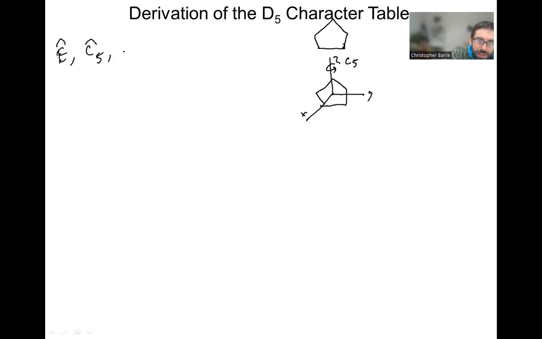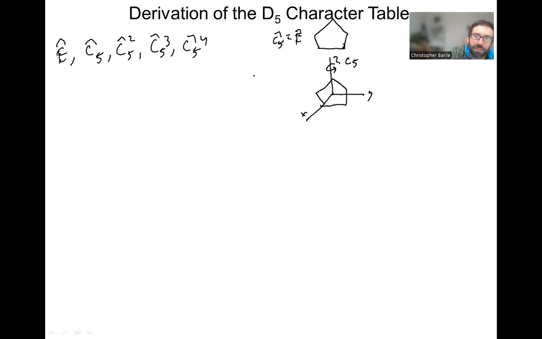We're going to have a C5, 72-degree rotation. We can do a C5 twice, 144-degree rotation. We can do C5 three times. We can do a C5 four times. We can't do a C5 five times because then we're back to a 360-degree rotation, which is identity. And then other than that, there's no mirror planes, but we are a D point group.